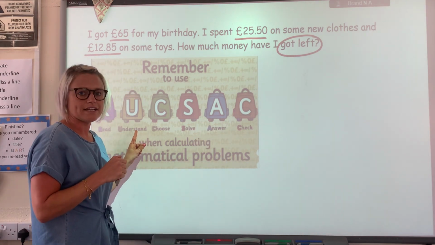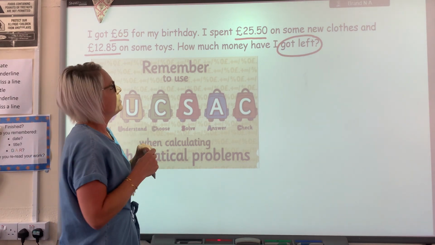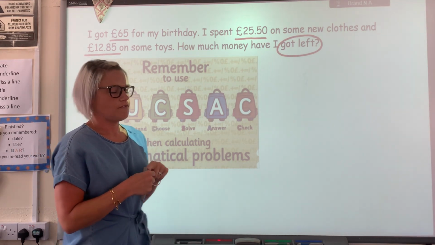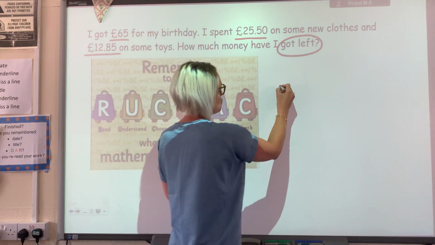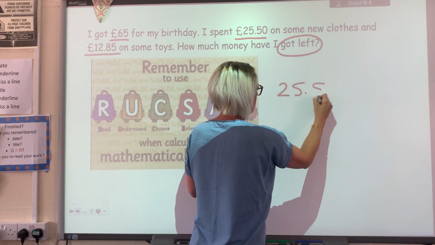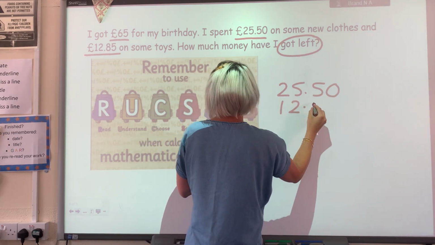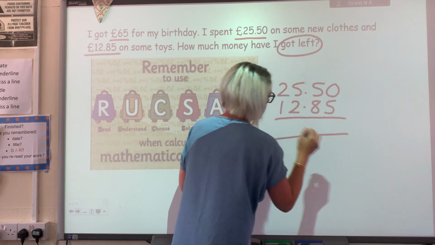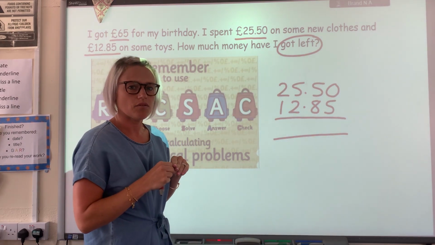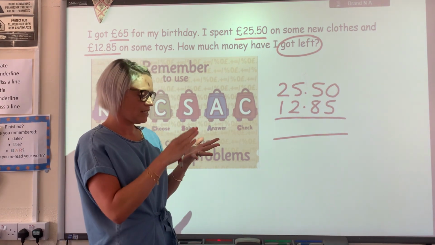So we've underlined and understood. Now we've got to choose what we need to do. So first thing I need to do is figure out how much I spent altogether so far. So I've spent £25.50 on my new clothes and I've spent £12.85 on some new toys. What do I need to do here if I want to figure out how much I've spent altogether already? Is it an add or a takeaway?